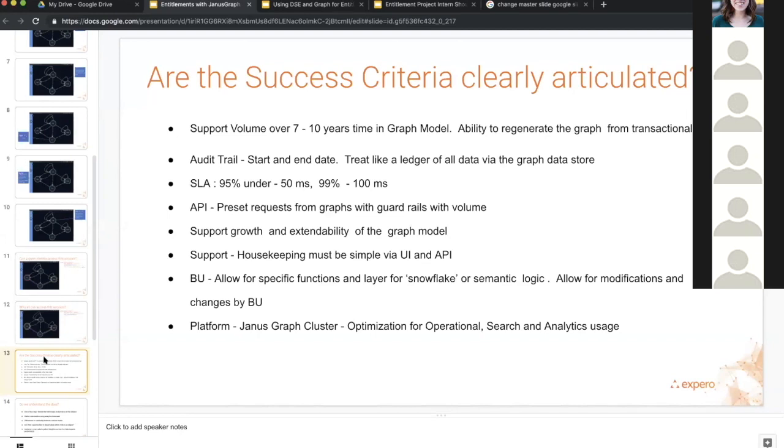And then the platform we worked with here was a JanusGraph cluster sitting on a Cassandra data store. And it was optimized for operational transactional Gremlin, search, and then analytics last.